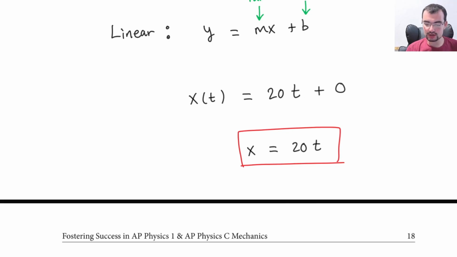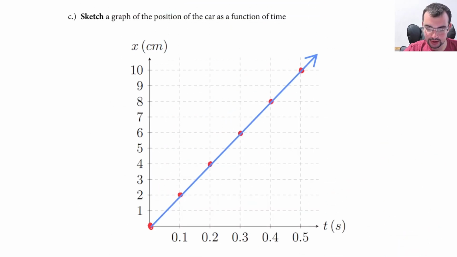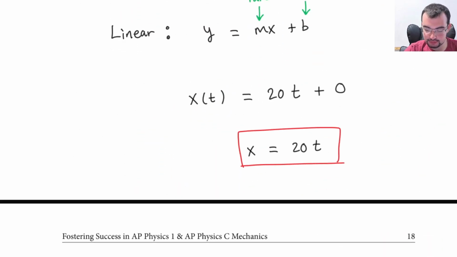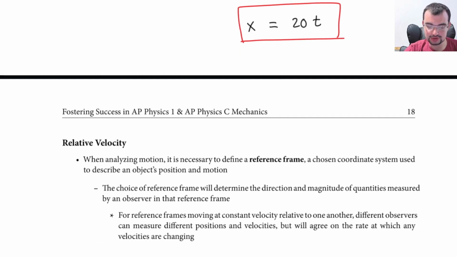So notice this works no matter what t you plug in, right? If I plug in 0, I get 0. If I plug in 0.5, I do get 10. If I plug in 0.2, I get 4. You can check all this.